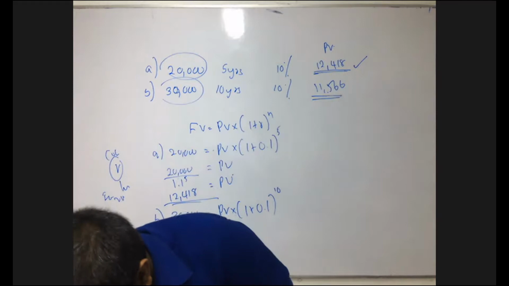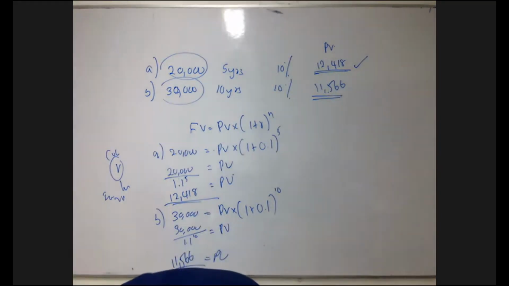Okay, and there is another question, sir. Can we compare the proportions to choose which is better? Example, 12,000 to 20,000.